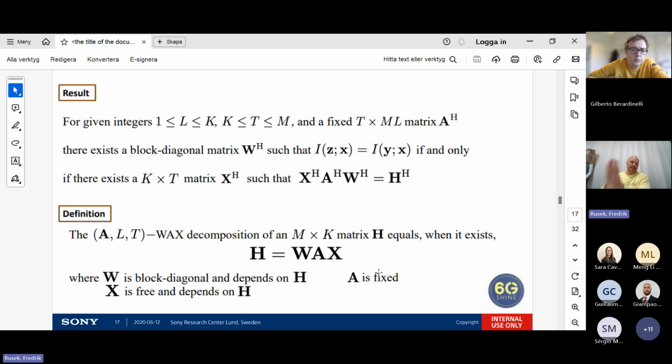You don't need X, but you have to guarantee that you can decompose the matrix H like this. But X will never be actually computed by the receiver. You only have to guarantee that I could do it if I would like to. Okay. But it will never be actually used. Okay, I see. Thank you so much. Thank you, Frederick.